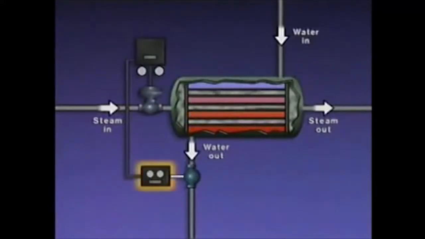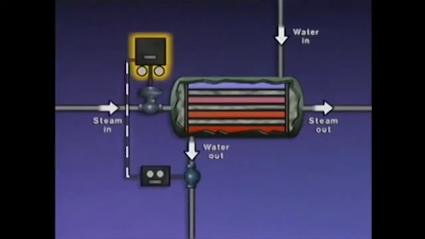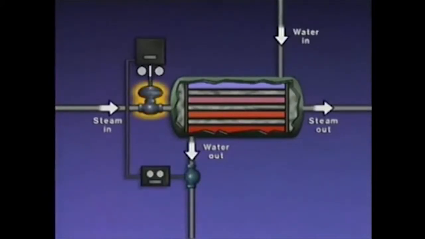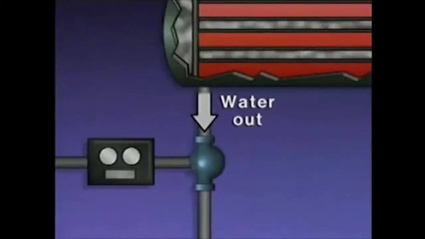The transmitter measures the signal from the temperature sensor and sends a proportional signal to the controller. The controller measures the signal from the transmitter and compares it with the set point. The controller will send a signal to the control valve. The control valve will respond by opening or closing to change the amount of steam entering the system.